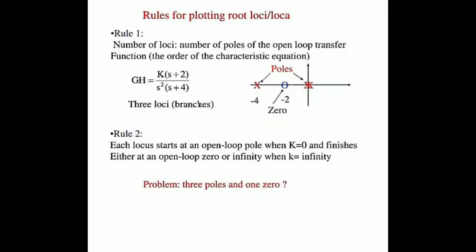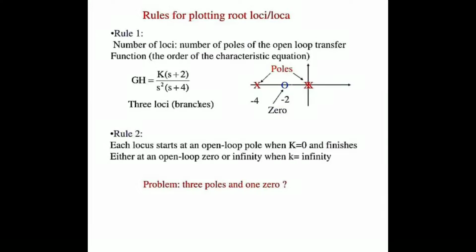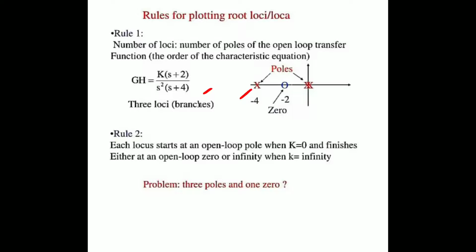If you see this example, s square means there are two poles at origin. These two poles are represented by these cross symbols. There are two cross symbols at origin 0, and there is a zero at minus 2, and there is one pole at minus 4. So this is a representation, called the pole zero plot. We have to draw this pole zero plot and note down the number of poles and number of zeros.